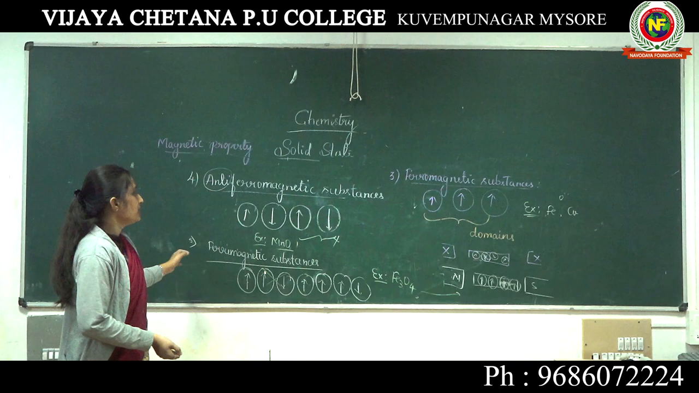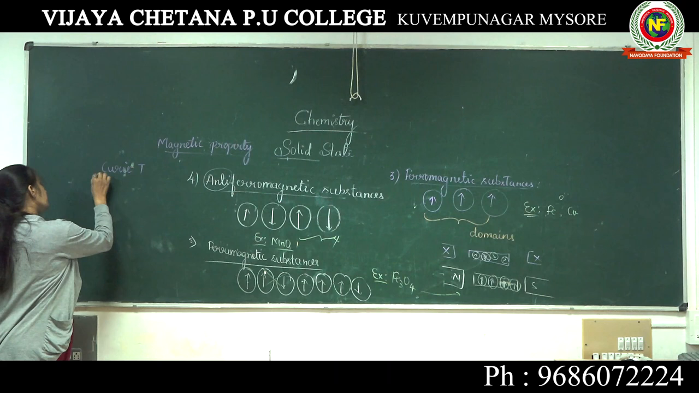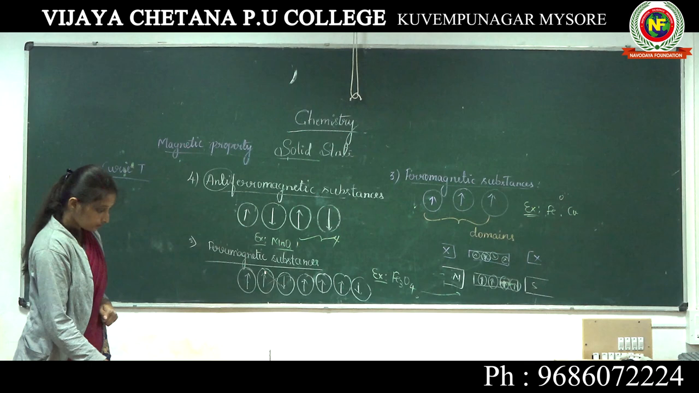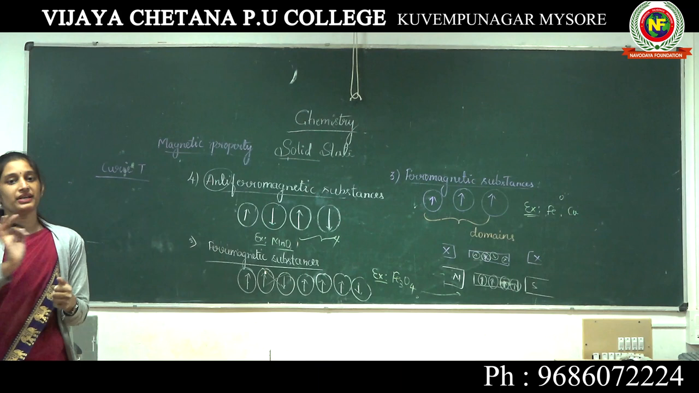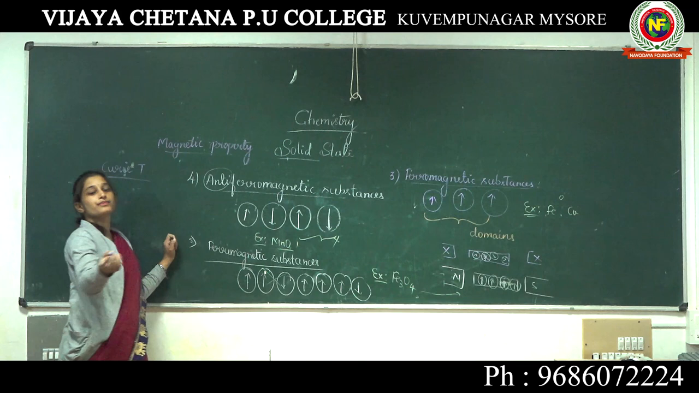And last bit of the topic, especially in this magnetic property, Curie temperature. What is this Curie temperature? In the name itself, temperature is there. At a particular temperature, ferromagnetic and ferrimagnetic substances lose their magnetic property. And I will explain it.